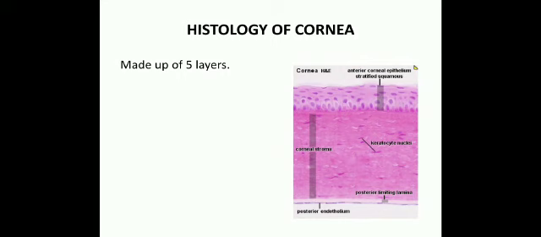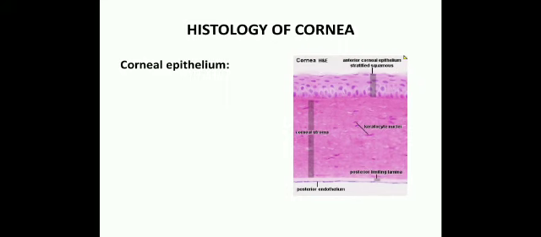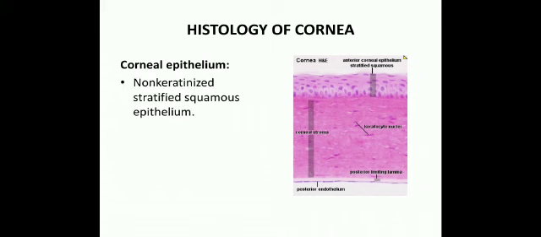It is made up of 5 layers. Those are the corneal epithelium, Bowman's membrane, corneal stroma, Descemet's membrane and the endothelium. Corneal epithelium, the outermost layer, is made of non-keratinized stratified squamous epithelium, also known as the corneal epithelium.